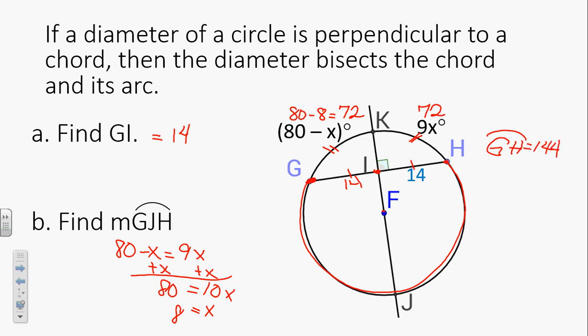How does that help us find the major arc, GJH? Absolutely. You're naturals at this. 216. Pretty good. Okay.